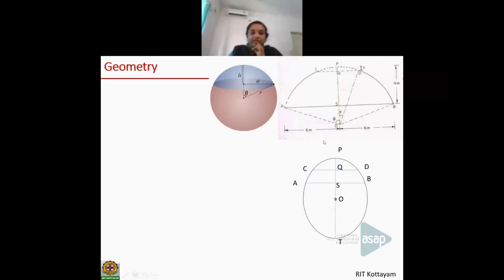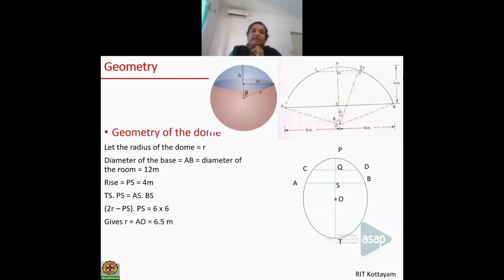I just draw it again here. This is your P point, the apex point, then AB and CD, even though CD is slightly at the top; for clarity, it's drawn like this. Q is the center of CD, S is the center of AB, O is the center point of the sphere from where this dome originated, and T is the diametrically opposite point of P, right? Let the radius be R. The dome is given, PS is given as 4 meter.